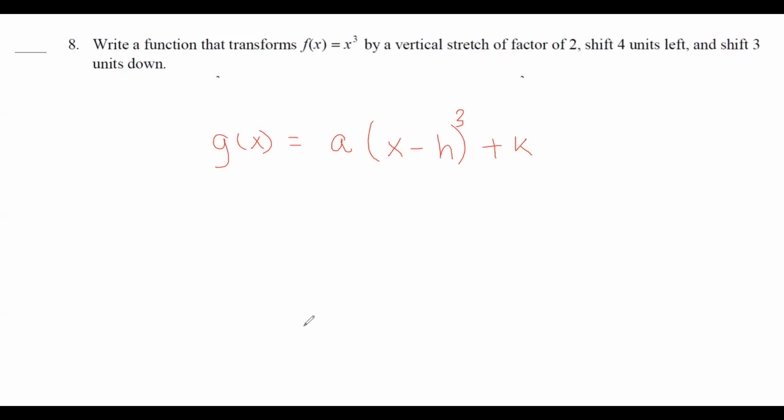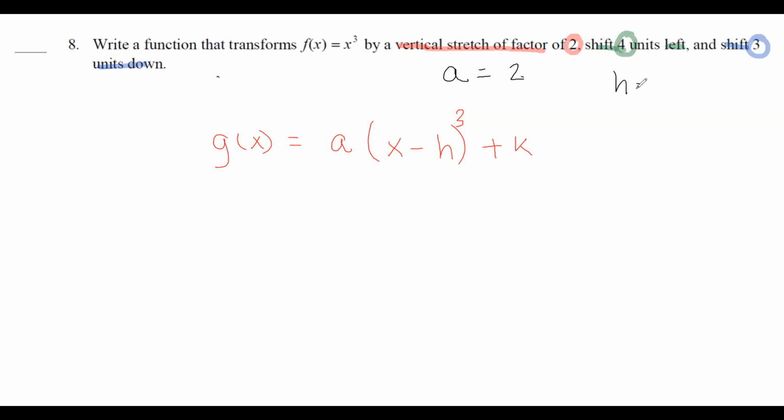Now let's go ahead and identify my parameters. My first parameter is a vertical stretch of 2. My second parameter is a shift 4 units to the left. And my third parameter is shift 3 units down. Okay, now let's go ahead and identify our parameters. Which one's which, guys? So our factor that stretches it vertically is going to be a. So a in this case is equal to 2.